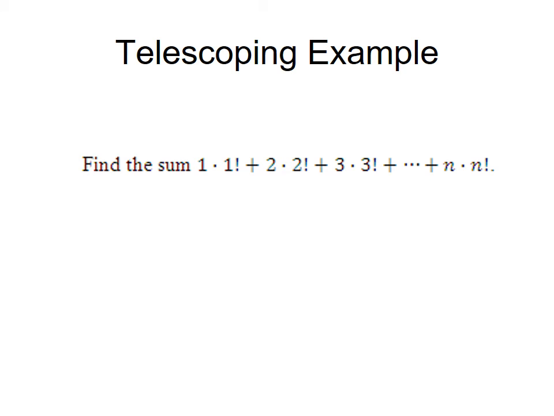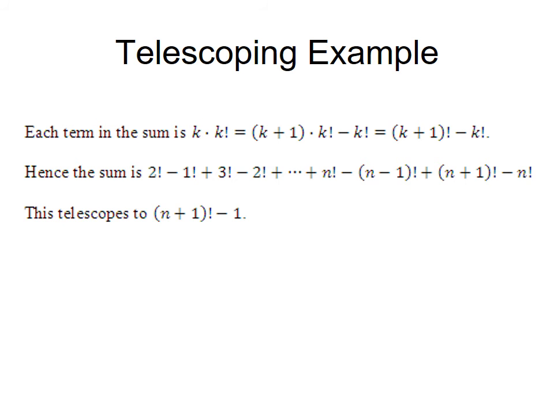Telescoping series are things that can collapse easily. So here's an example. I want to find the sum of 1 times 1 factorial plus 2 times 2 factorial, 3 times 3 factorial, all the way up to n times n factorial. Each term I have in this sequence is k plus 1 times k factorial minus k factorial. That's a goofy way to write it, but I'm kind of thinking outside the box here about what was originally k times k factorial. So add one more k factorial and take it away.